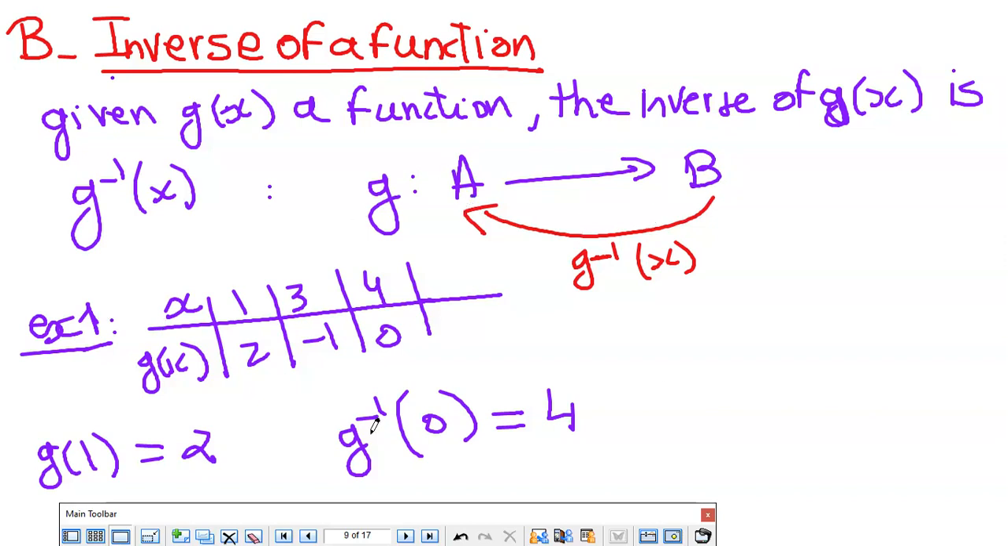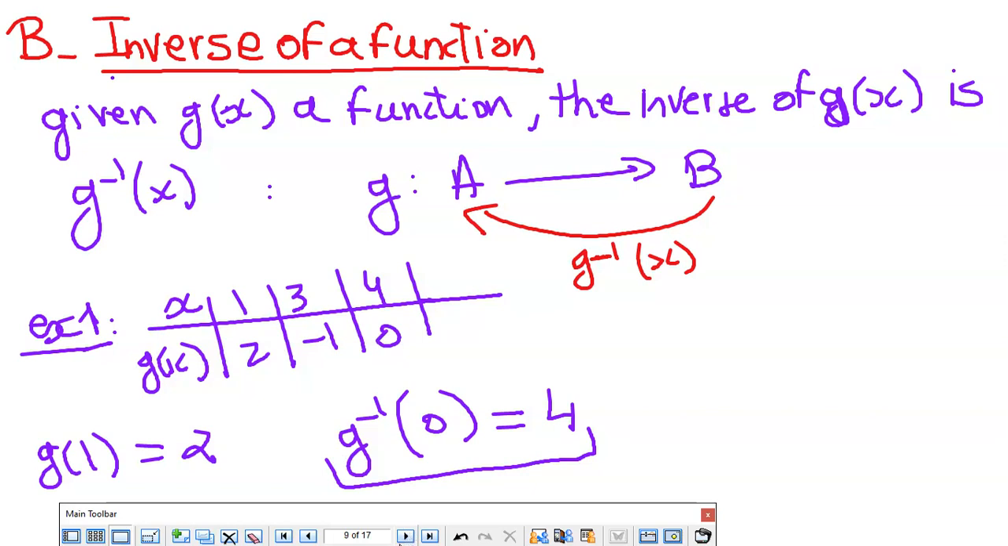So for example, I want you to know how to find the values of g minus 1 from a table. If I have this table where I have some particular points, and I ask you to find g of 1, you look where x is equal to 1, what is g of x? So it's 2. But if the question was to find g minus 1 of 0, it means what is the value of x that gives me y equal to 0. So I look at where y, this is g of x, is 0, so g minus 1 of 0 is 4. So I'm going backward. This is how we read the value of the inverse function when I have a particular point on a table.